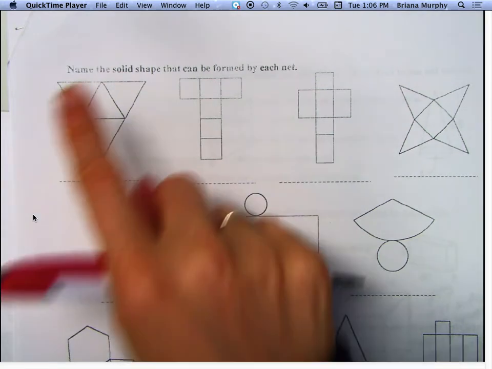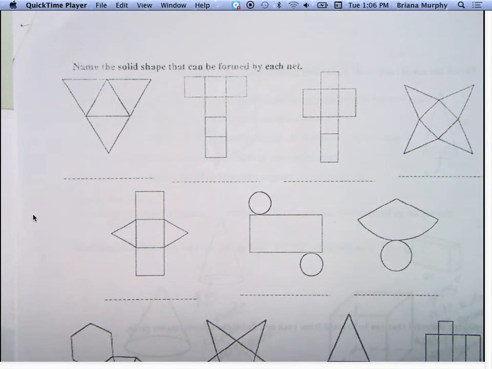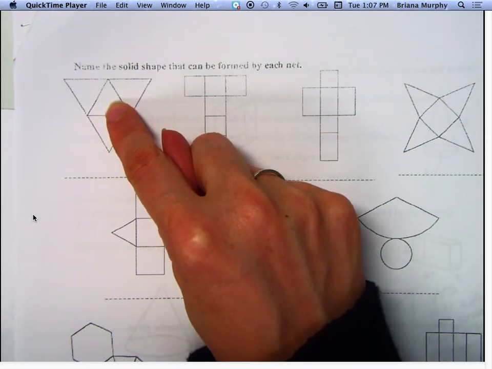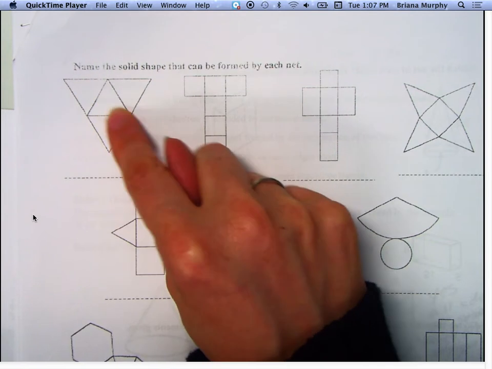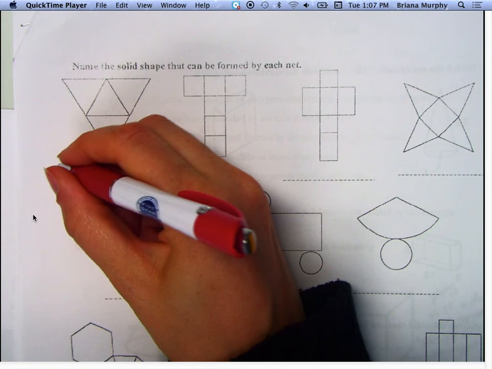First one, it's a triangle. This one's a triangle. Now, remember, it's a net, so it's like I took it apart. Like I cut it apart at its seams and folded it all down. So if I was going to fold it all up into a 3D shape, would this be a prism or a pyramid? A pyramid. Now, what is the base of that pyramid? Triangle. So we call it a triangular based pyramid.